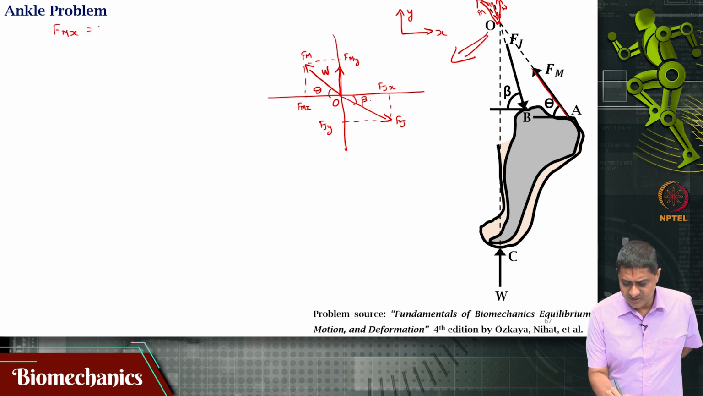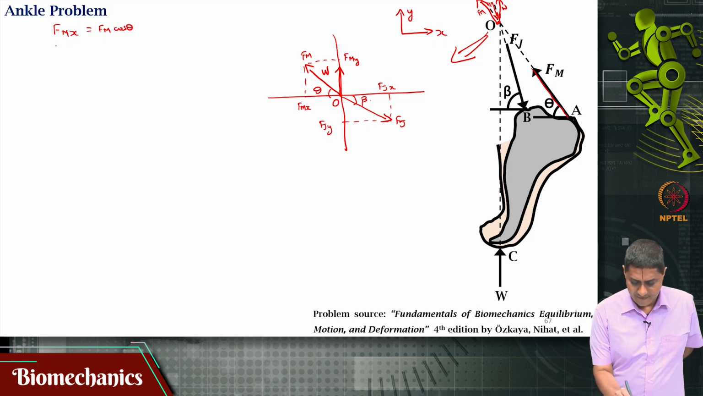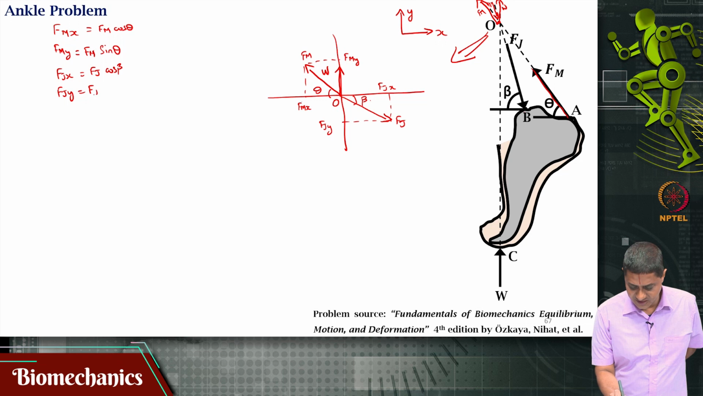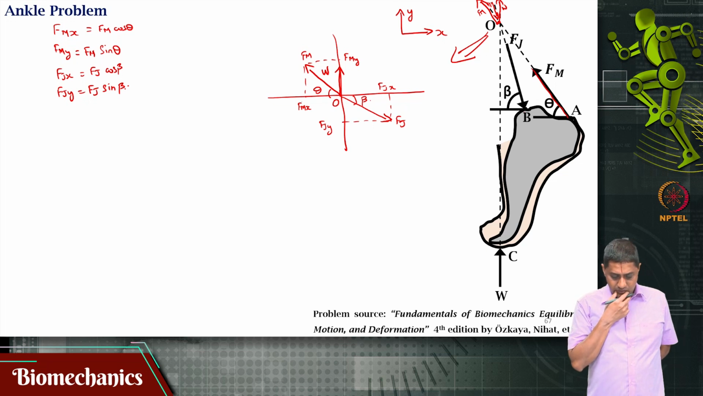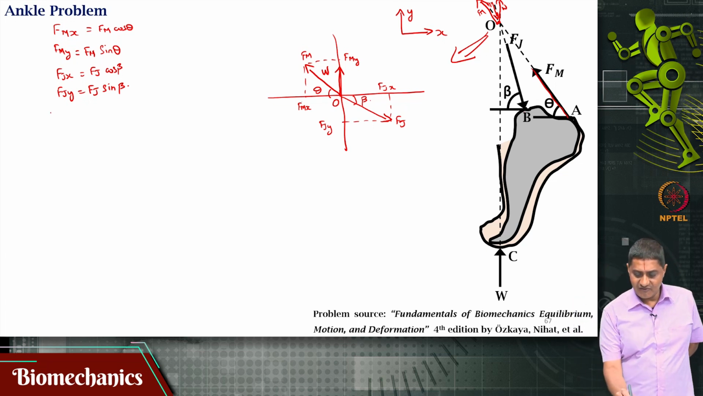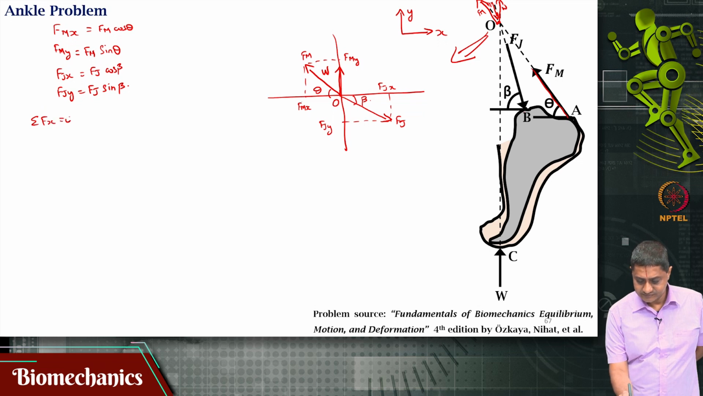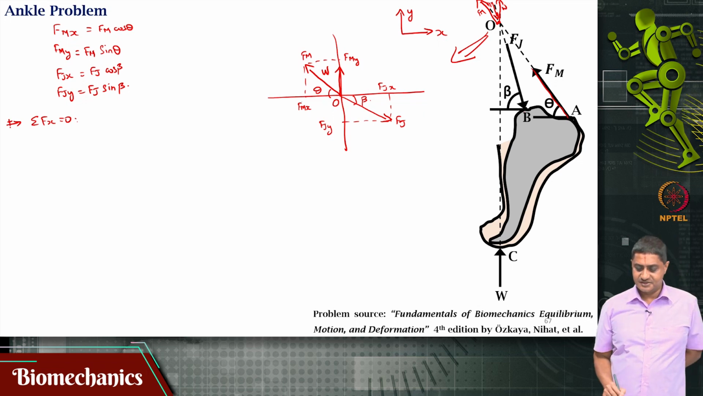Now, I can use my knowledge of resolving vectors to write Fmx as Fm cos theta and Fmy as Fm sin theta and Fjx as Fj cos beta and Fjy as Fj sin beta. Now, I can say sigma Fx equal to 0, right. Going forces is considered positive.